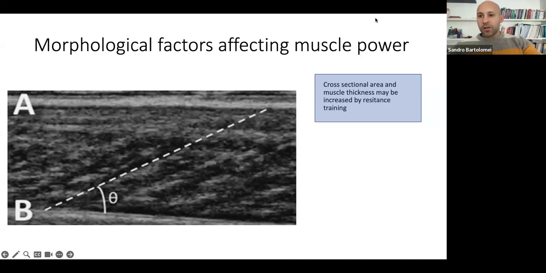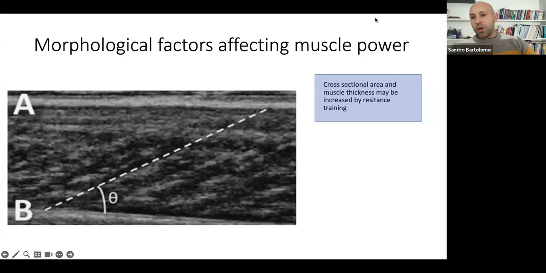However, theoretically, a bigger muscle is able to produce a higher level of force, because a lot of sarcomeres work together in parallel. So if the muscle is bigger and if hypertrophy occurs, then a higher number of sarcomeres will work together and the amount of force produced will be more elevated.